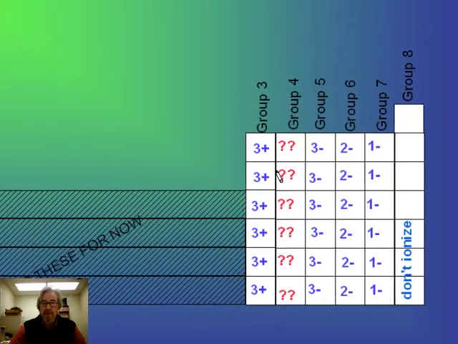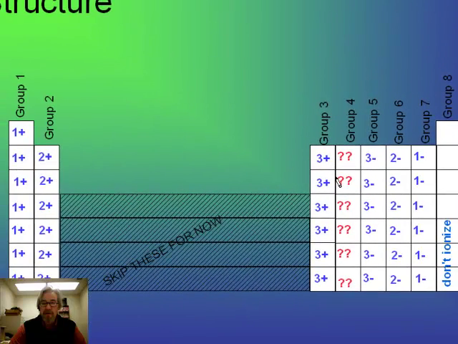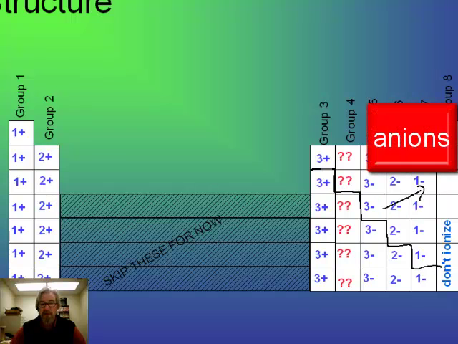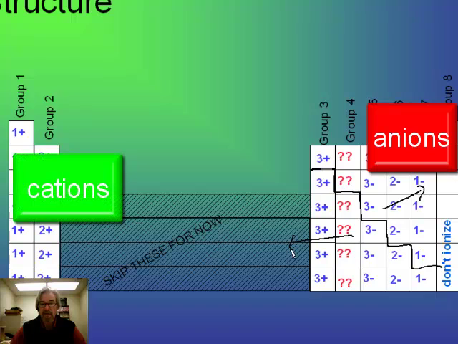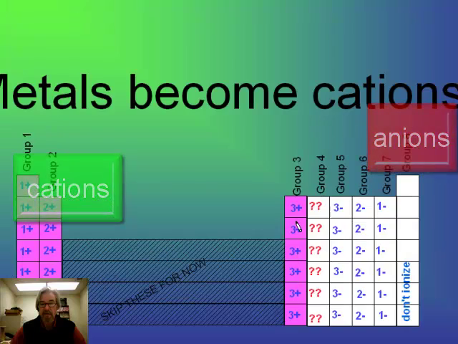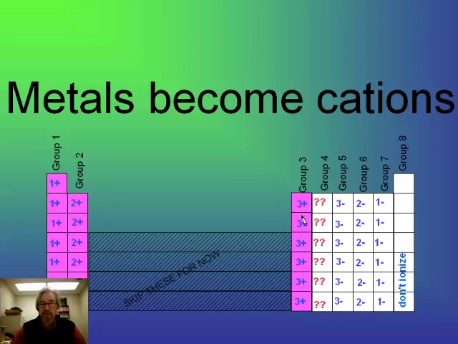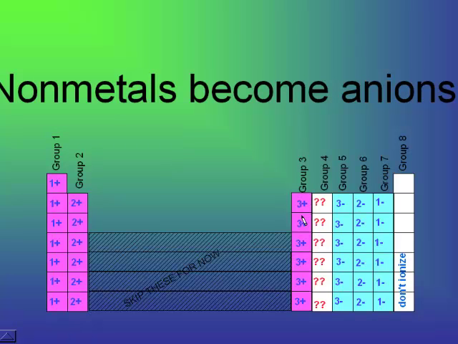So you can probably see a pattern here, remembering that the boundary between metals and nonmetals is right here. We see that on this side of the table, the nonmetals typically are making anions, and on the other side of the boundary, we see a lot of pluses. And so a general rule is metals become cations when they ionize, and nonmetals become anions when they ionize.